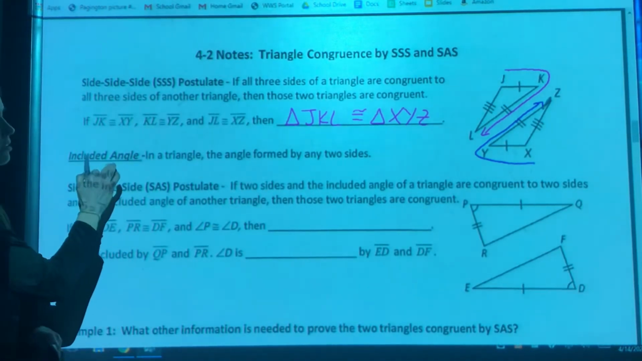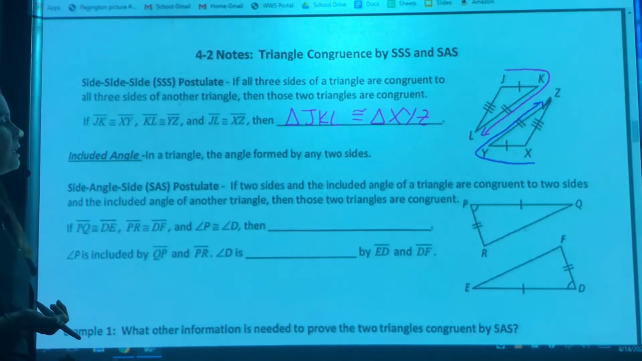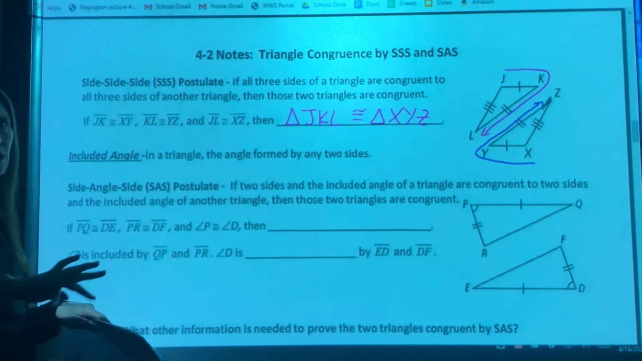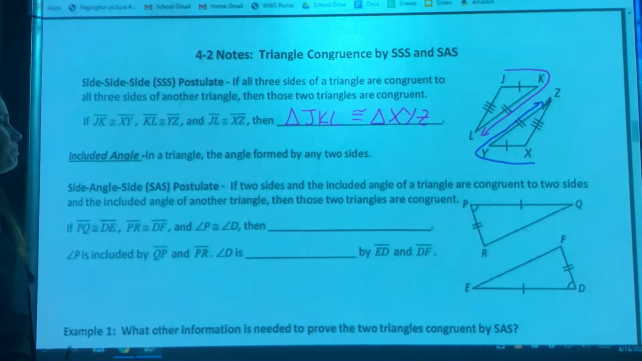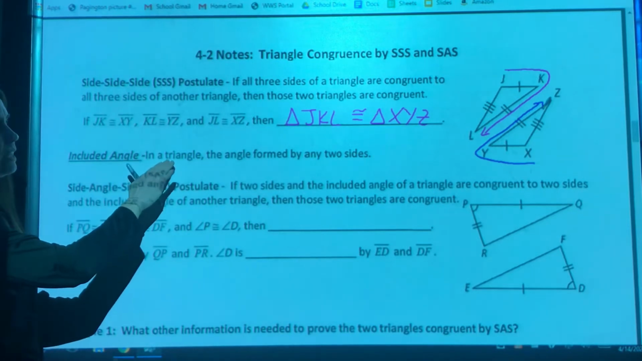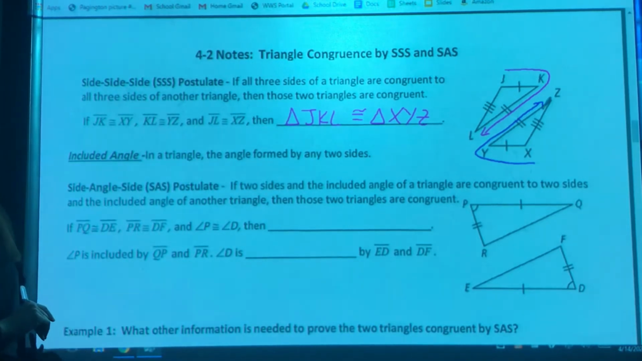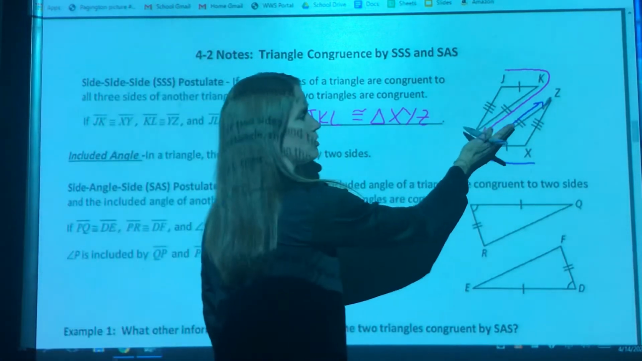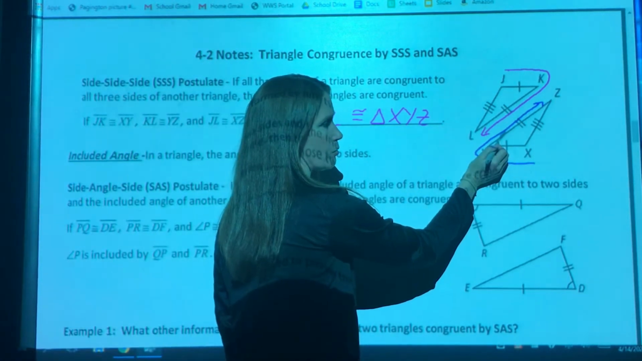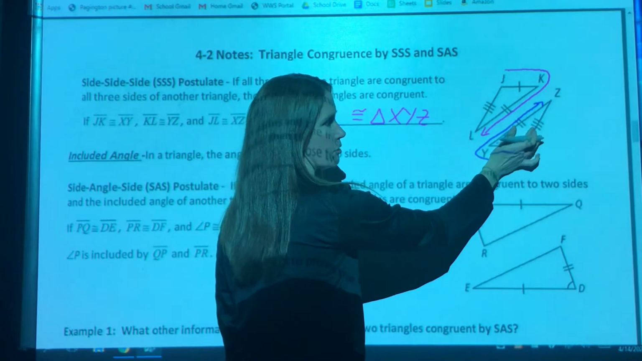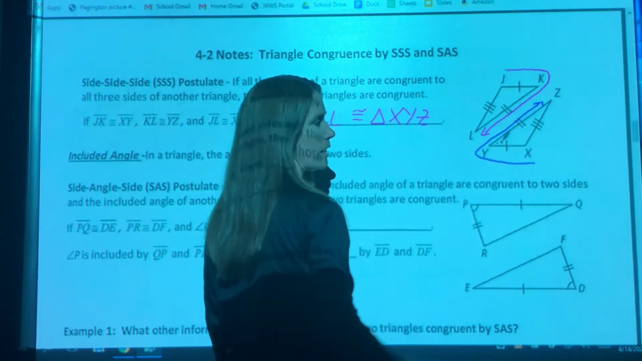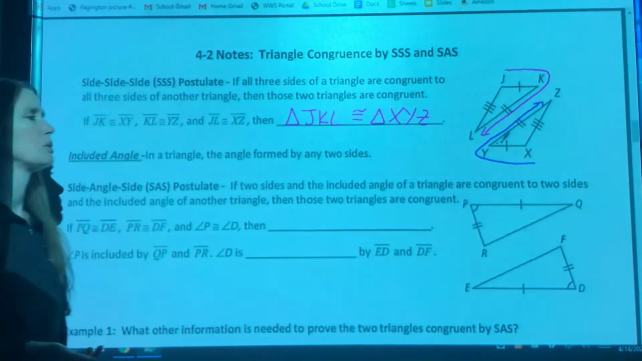All right, the included angle is something we need to be familiar with. If you think of included, it's inclusion: you're on the inside, you're not an outsider. So an included angle in a triangle is the angle formed by any 2 sides. If here are 2 sides, the included angle is right in the middle of those 2 sides. If we're talking about these 2 sides, angle X would be the included angle because it's right in between.